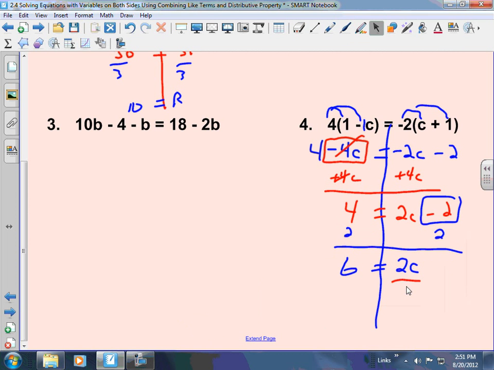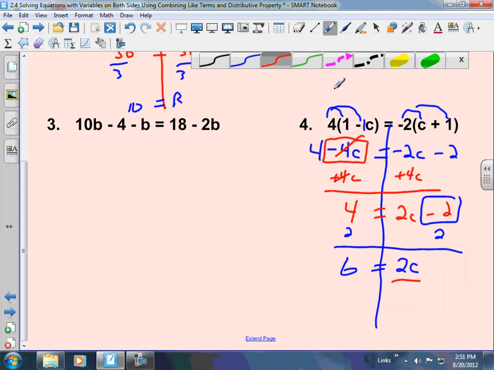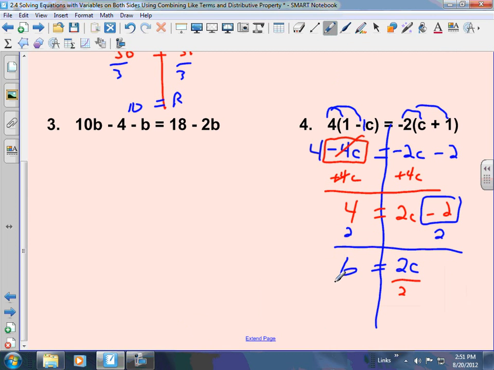Okay. So that means I have to divide both sides by 2. 3 equals c. My 2's cancel. 6 divided by 2 is 3.